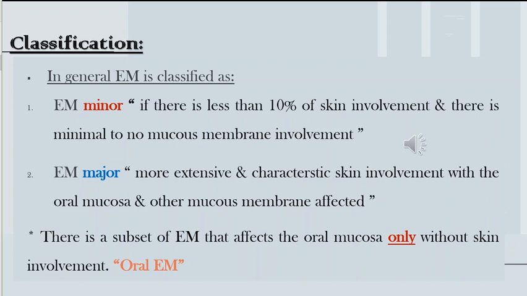As for erythema multiforme major, it is the complete opposite: more extensive and characteristic skin involvement, with the oral mucosa and other mucous membranes affected. So here the skin lesions are severe, more extensive and characteristic, as we will mention in the clinical features, and you will know what the characteristic skin lesion associated with erythema multiforme is. We also have the oral mucosa involved, and possibly other mucous membranes, the ocular and genital. And as we said, there is another subset of erythema multiforme that affects the oral mucosa only without skin involvement. We call it oral erythema multiforme.